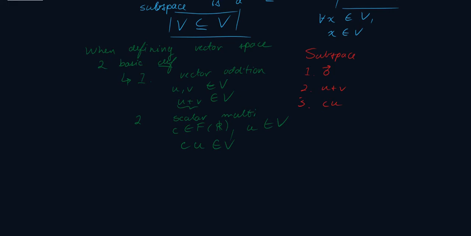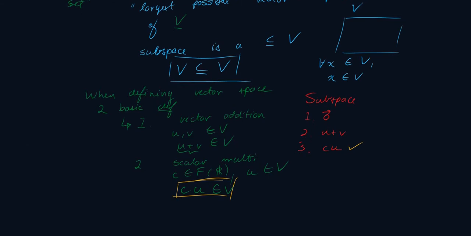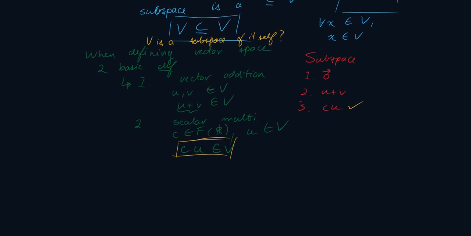Okay, so it looks like cu is going to work because we have this property right here. Because remember, what we're dealing with is V being a subspace of itself, basically. So this is what it means. We're trying to see if V is a subspace of itself. Okay, so is this true? Well, cu definitely works because scalar multiplying u just gives you something that's in V. And that's what we're dealing with. We're dealing with V as a subspace.